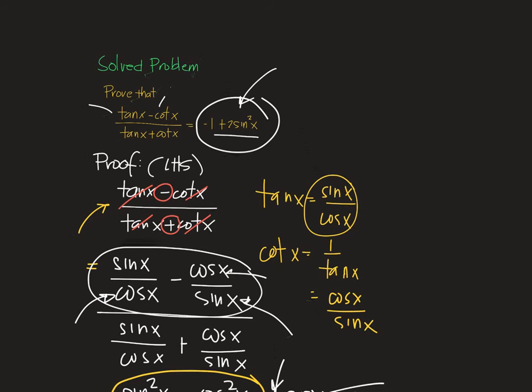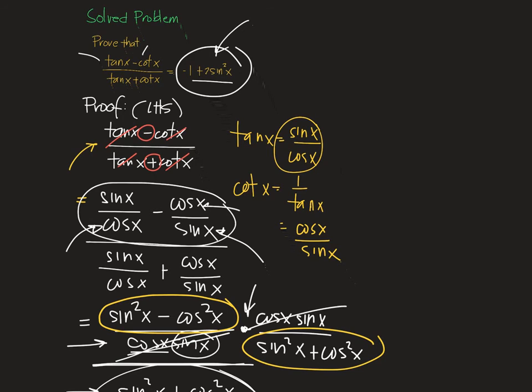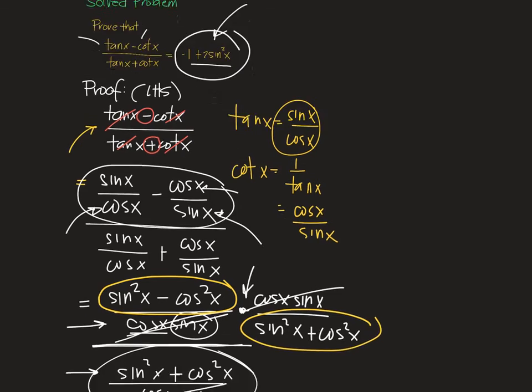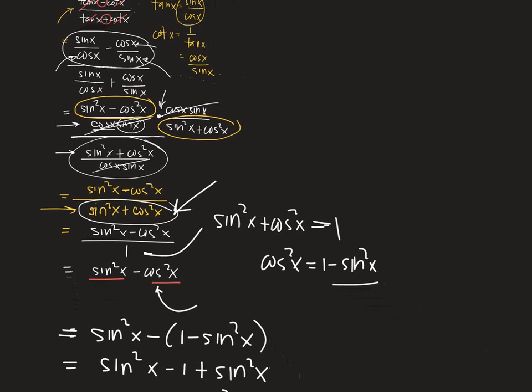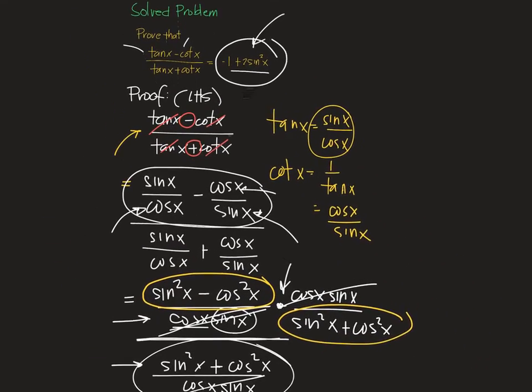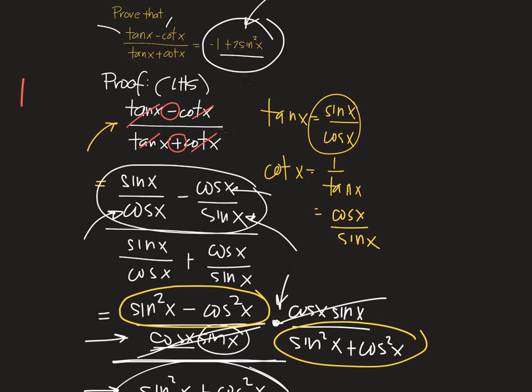Number one, you should know some fundamental identities like tangent x is equal to sine over cosine. Cotangent is 1 over tangent, so that's cosine over sine. You have sine squared x plus cosine squared x is equal to 1. And you should know how to manipulate that to create a new identity. That's how we replace the cosine squared x. And then along the way, we use them. The idea was to replace those tangent x and cotangent x with sine and cosine.